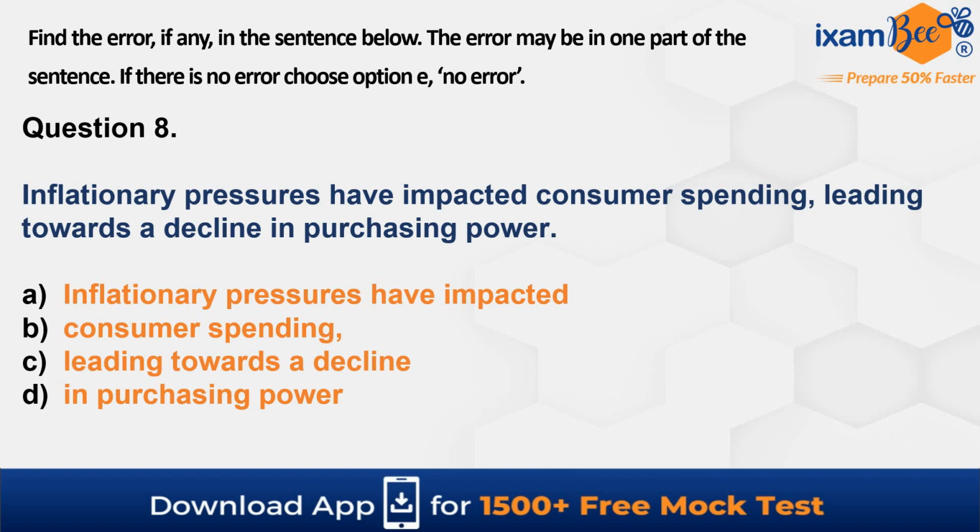Next question. Inflationary pressures have impacted consumer spending, leading towards a decline in purchasing power. So what is leading towards a decline? Instead of towards, we only need to here, not towards. Leading to a decline in purchasing power. What leads to decline in purchasing power? Inflationary pressures have impacted consumer spending, right? The impact on consumer spending is because of the inflationary pressures. So the answer is in part C.